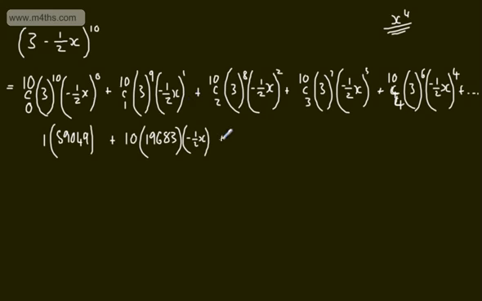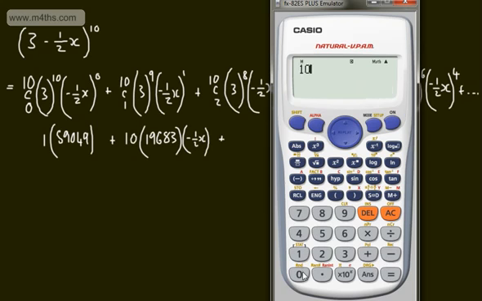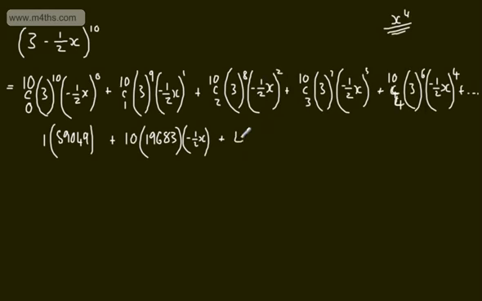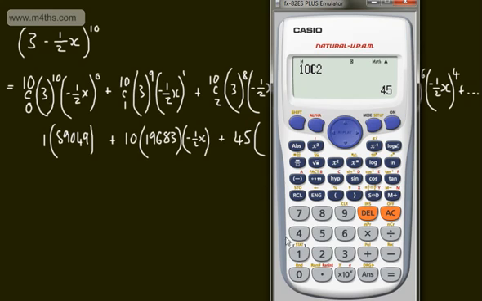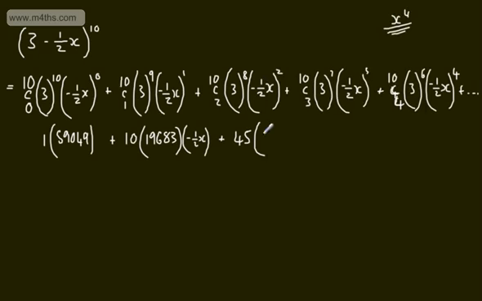Now we've got 10C2. So if you want to do that in the calculator, you can grab that up. 10 shift, then the nCr button, 2, and that gives us now 45. So what we've got now is 45. That gives me the coefficient. We've got 3 to the power of 8, so let's do 3 to the power of 8, and that's going to give me 6561. We need to square this. This is going to give me 1/4 x squared.